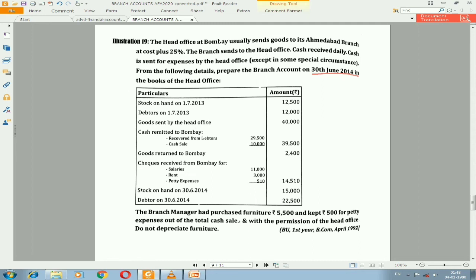One more piece of information you're supposed to know: the branch manager had purchased furniture for 5,500 and kept 500 for petty expenses out of the total cash sales, with the permission of the head office. While doing this illustration, remember that the 5,500 and 500 which have already been taken from the cash sales should not be deducted again from the cash sales. It is assumed that those two amounts have already been deducted, and these two amounts will be considered as closing balances. We need to take the furniture closing balance as well as the petty cash closing balance.